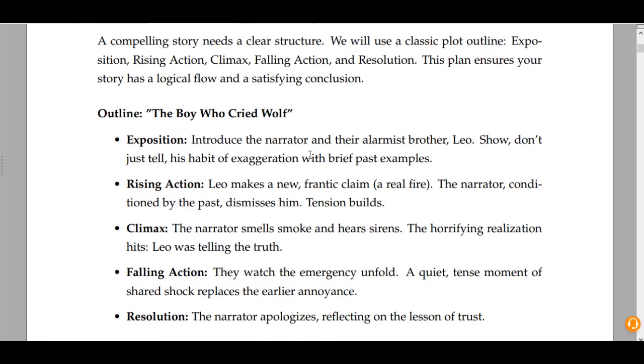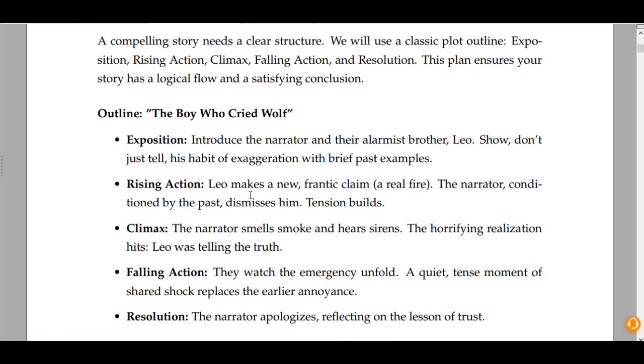Okay, so you're going to create a simple outline. So okay, the boy who cried wolf, my brother is an alarmist. So what's the exposition? As you're writing the story, you have to introduce the narrator, the brother. You can actually name him. So I said the brother will be called Leo.